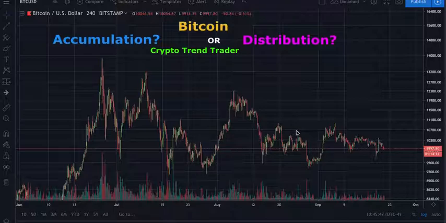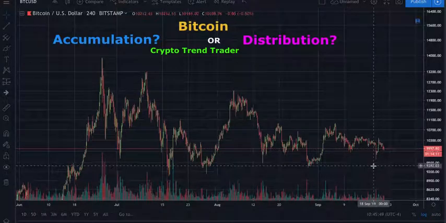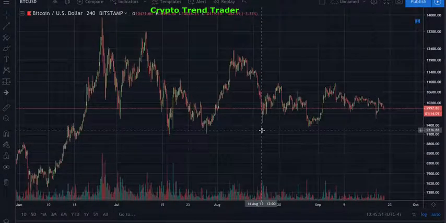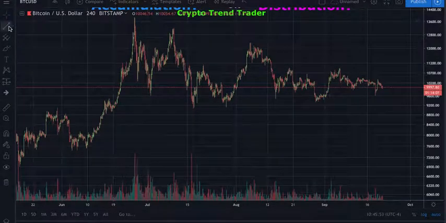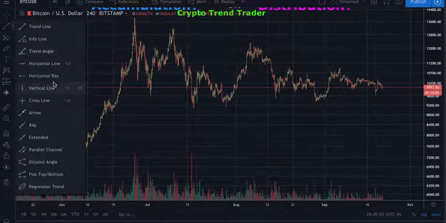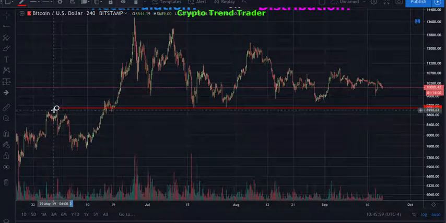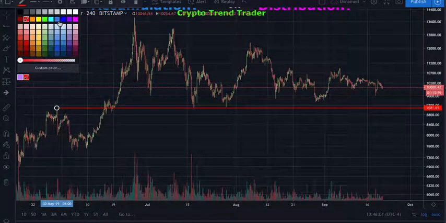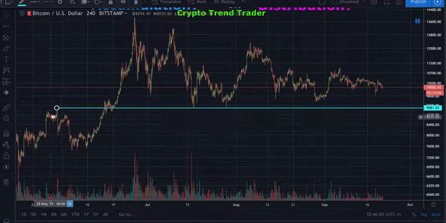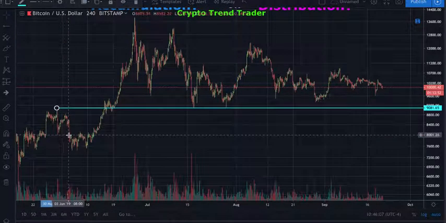Alright, so here we have the Bitcoin chart on the 4-hour, and this is Bitstamp. And all we're going to do is go through here and get our basic resistance and support zones. I'm going to look at the Wyckoffian way of putting in resistance and support. When we came up here initially, we topped out, and that is our preliminary supply zone.